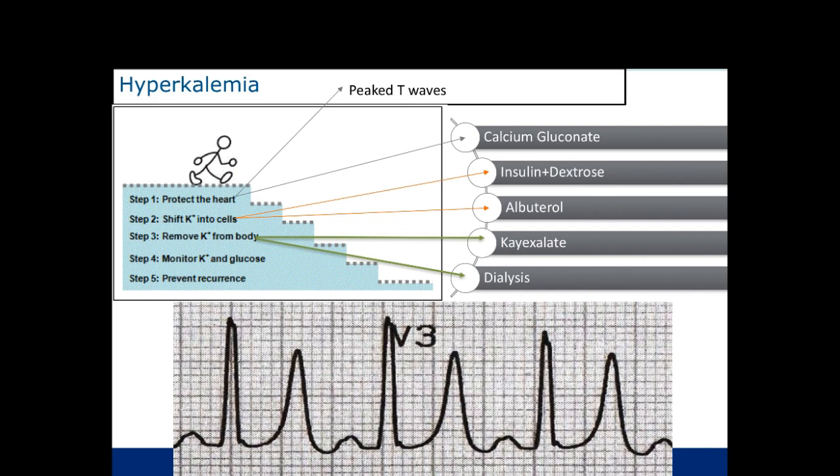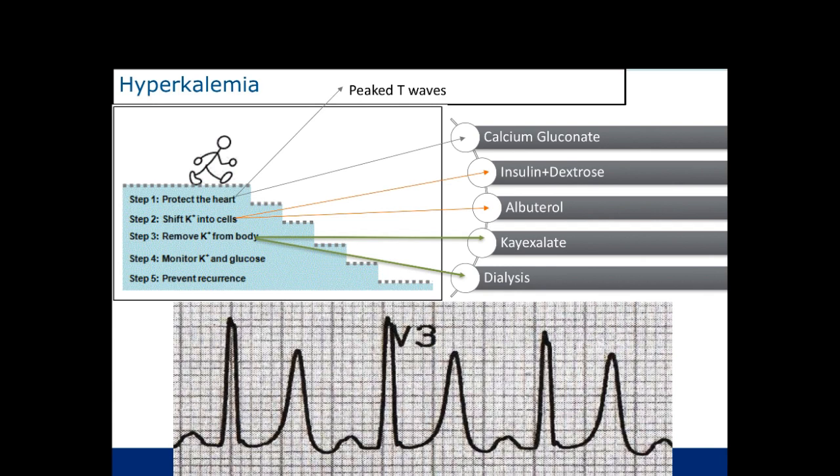So it stabilizes the heart membranes, but it's not doing anything to your potassium levels. So the next thing you've got to do is shift the potassium into the cells. How do you do that? You start with insulin plus dextrose. Insulin is going to shift everything inside the cell, just like we talked about in refeeding syndrome, but you also have to give it a substrate. So you give them some glucose, dextrose, and then it'll shift the potassium in.